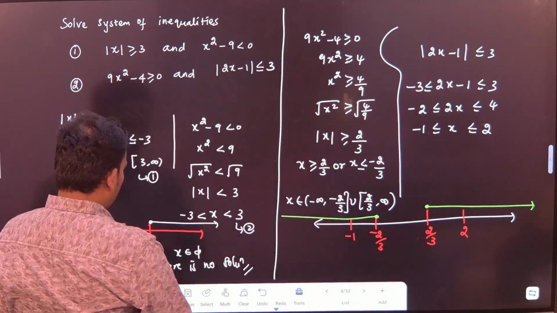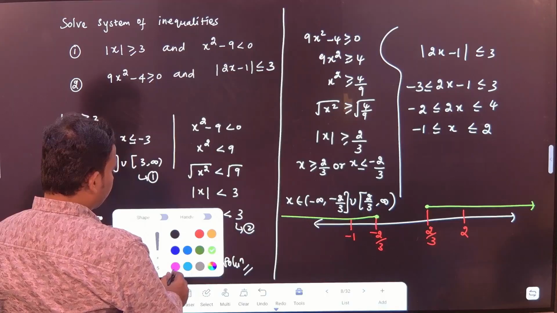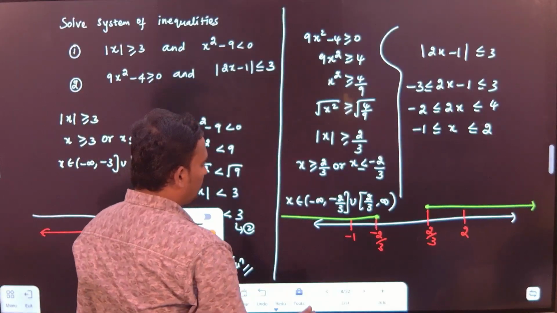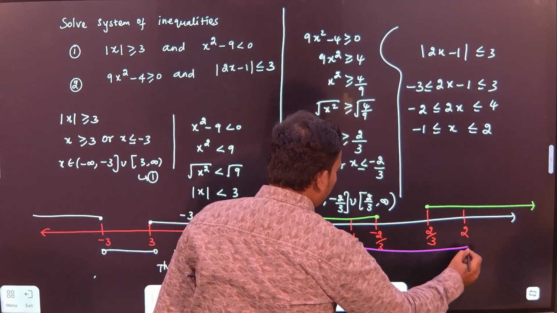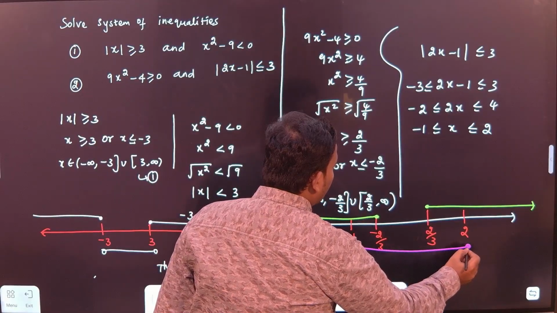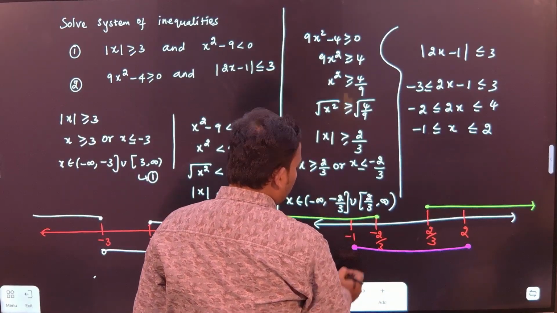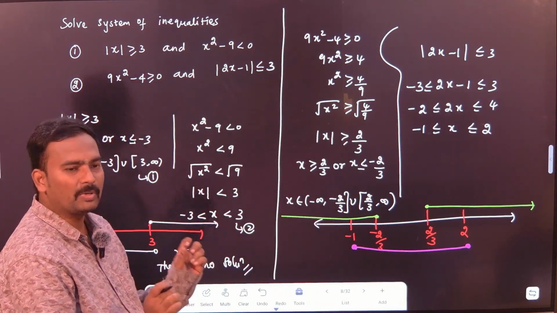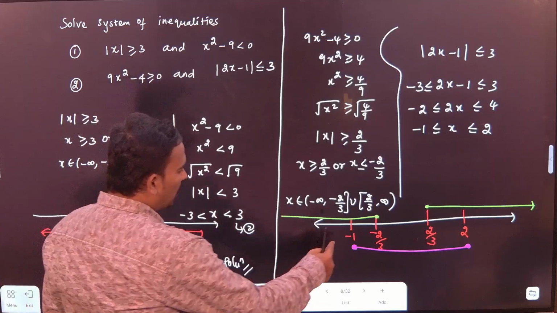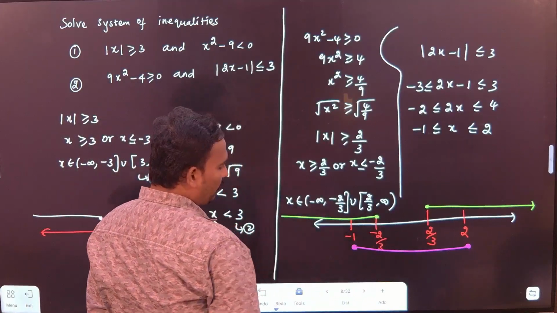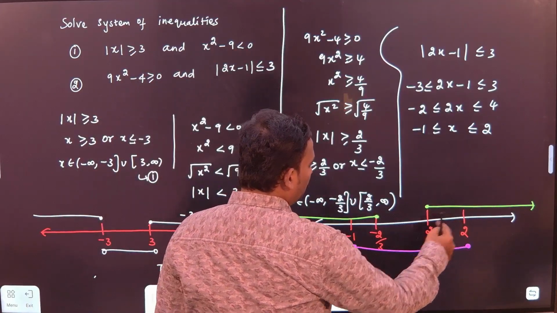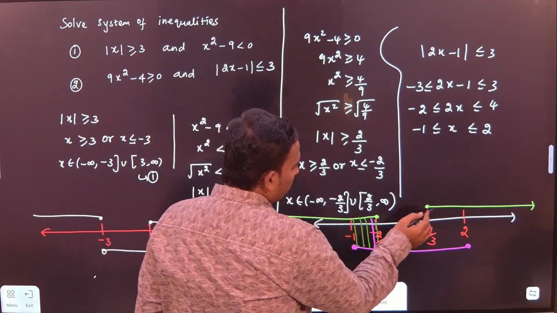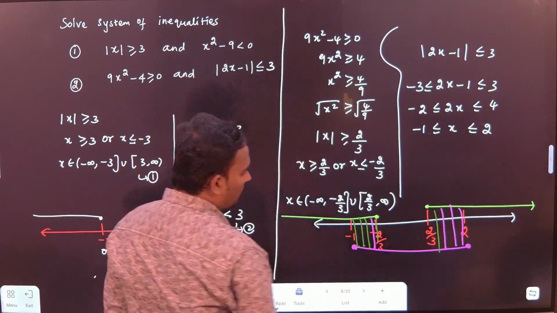Okay, fine. So next one you can see minus 1 to plus 2. Both will be included. Okay. You can see the green color and the pink color, which is the common here. Minus 1 to minus 2 by 3 and 2 by 3 to 2 is the common. You can see only this is common, right?